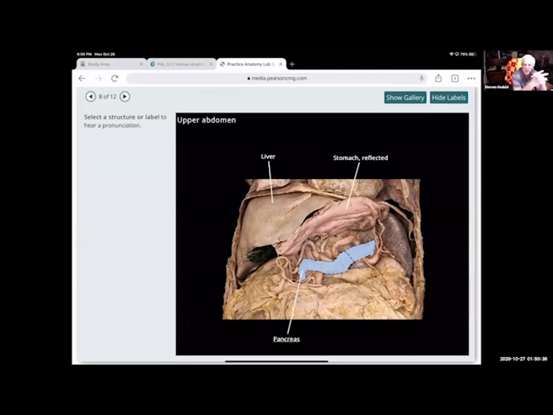That would be your spleen. This is your spleen right here. That's your largest lymphatic organ in the body. And the tail of the pancreas extends to the spleen, and the opposite end extends to the duodenum of the stomach.